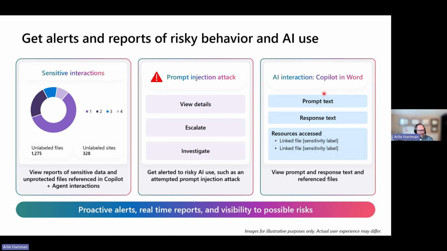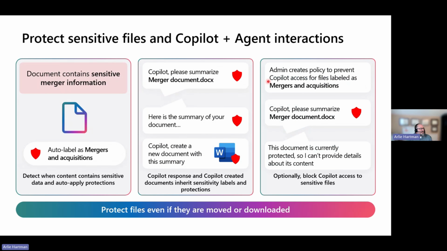And then monitoring prompt texts and response texts and things that were accessed during those. And again, I'll show that to you in the next section as we do a demo there. These are primarily leveraged within DSPM for AI and in the Activity Explorer and reports. Protecting sensitive file and Copilot agent interactions.